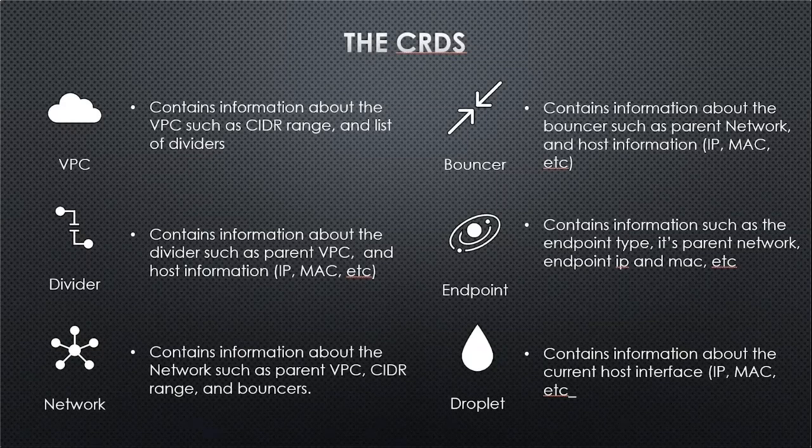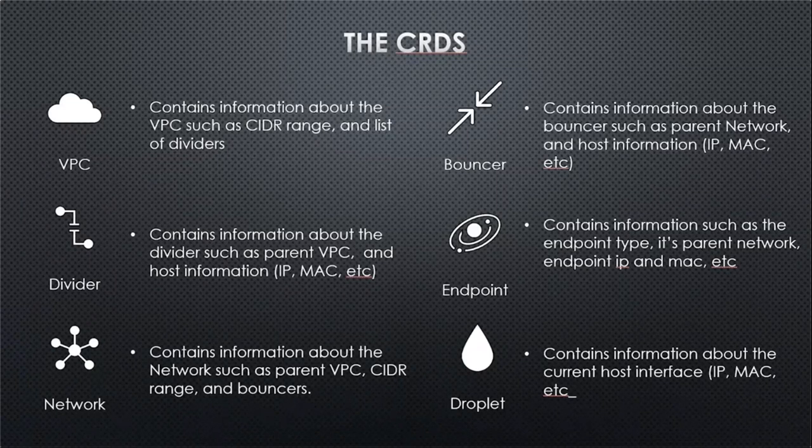The divider object has information about the divider's parent VPC and its host information, such as the IP and MAC of the host. The network object has information about the network's VPC, its own CIDR range, and its list of bouncers. The bouncer object details information about the bouncer's parent network and its host IP and MAC.